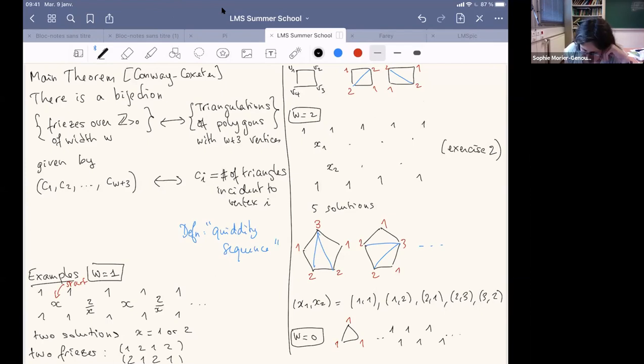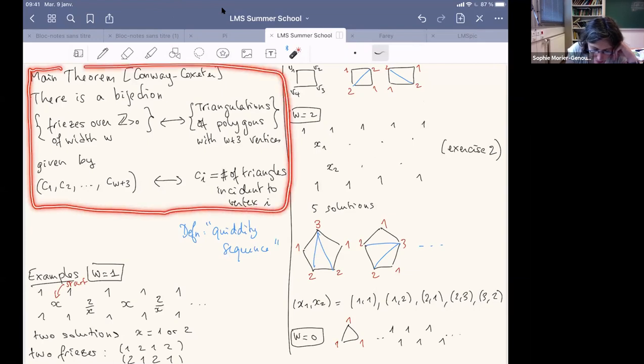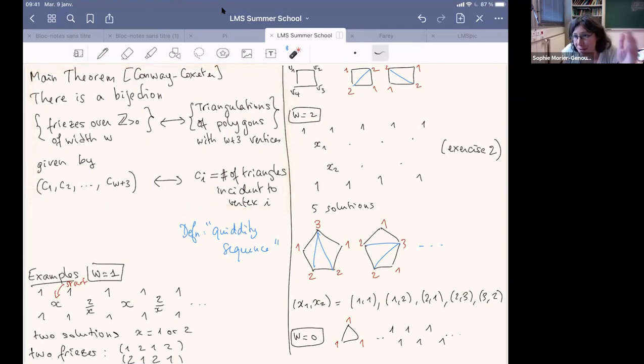So, as I said, my goal is to prove this theorem at some point. I cannot just go in the paper of Conway-Coxeter and copy the proof because the proof is not written. It's also an exercise to pick up the right information in the right order to figure out why this works.